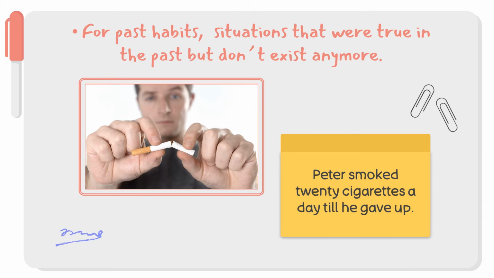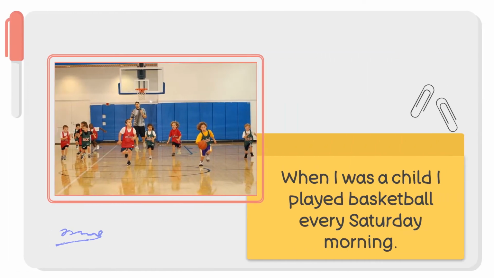For past habits, situations that were true in the past but don't exist anymore. Peter smoked 20 cigarettes a day till he gave up. When I was a child, I played basketball every Saturday morning.